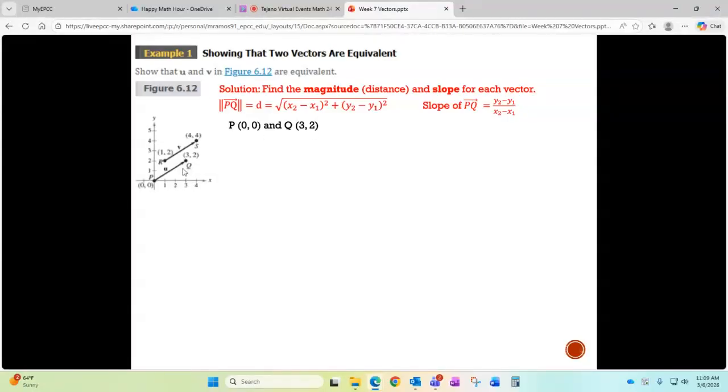Let's start with the first vector u. Our initial point P is (0, 0). Our terminal point, or ending point, is Q, (3, 2).